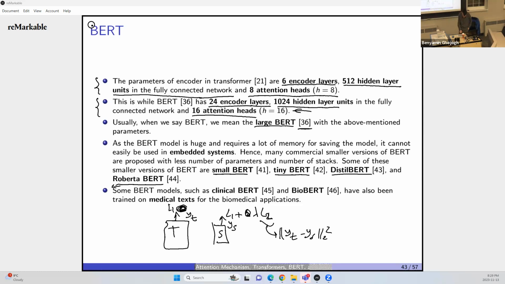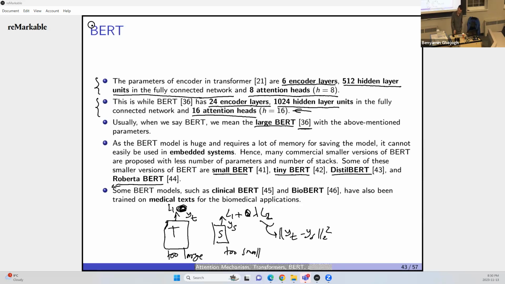Now you tell me, what if the teacher is too large and the student is too small? Assume you work in a cell phone company, and your manager comes to the AI team and says, we don't have enough memory, make it too small. Okay, but BERT is too large. Then this distillation might not work well. What do we do?